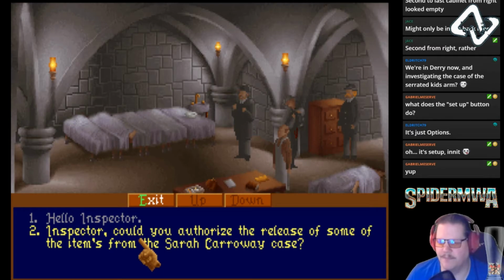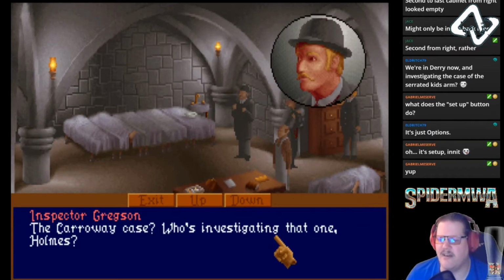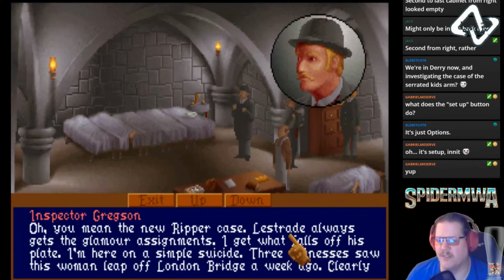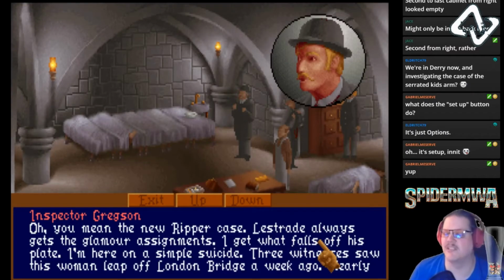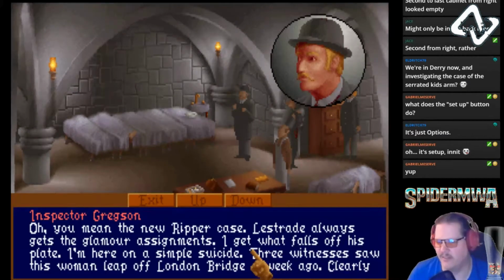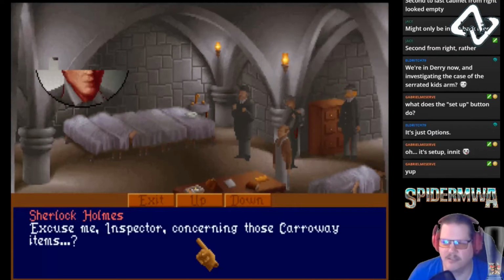Hello, Inspector. Could you authorize the release of some of the items from the Sarah Caraway case? The Caraway case? Who's investigating that one, Holmes? Inspector Lestrade was doing some of the preliminary work. Oh, you mean the new Ripper case? Lestrade always gets the glamour assignments. I get what falls off his plate. I'm here on a simple suicide. Three witnesses saw this woman leap off London Bridge a week ago. Clearly a suicide. I'm just tying up the loose ends.